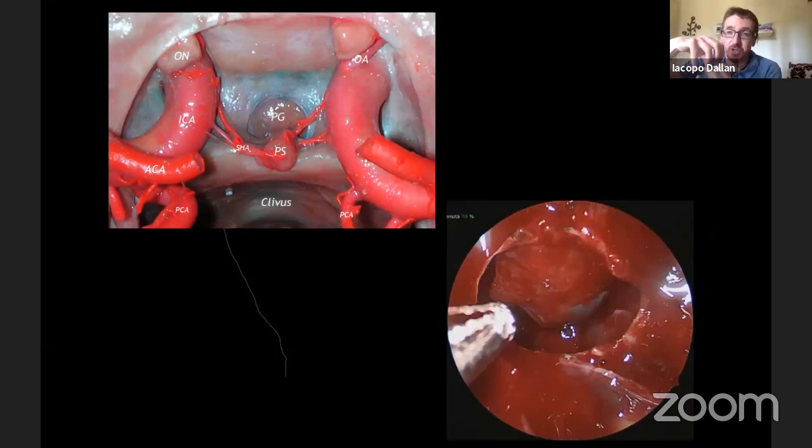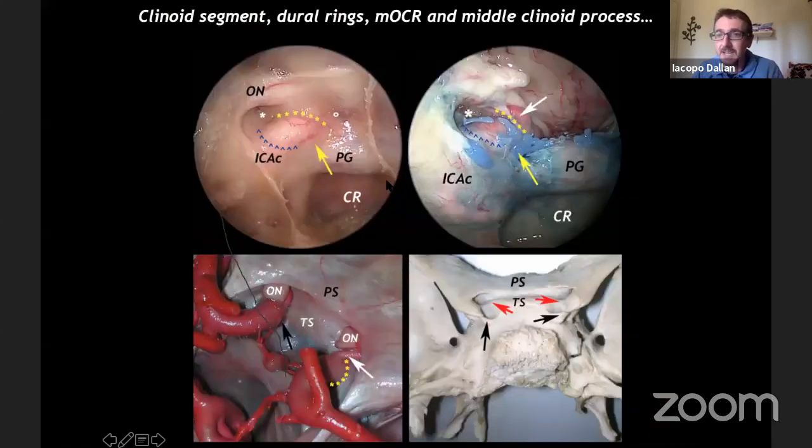You should change your surgical approach, because if the diaphragma sellae has been enlarged, you can pass through this, coming from below to the top. But if the diaphragma sellae is narrow, you cannot pass through this, and you are going to deal with a very risky situation. And this explains this concept. So this is the anatomy that I would like to show you, and so let's go into detail.